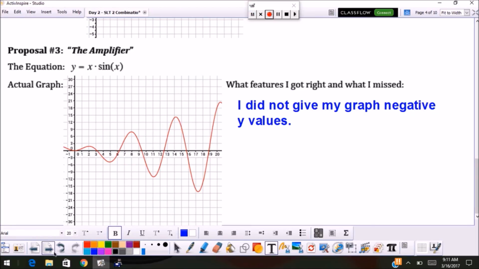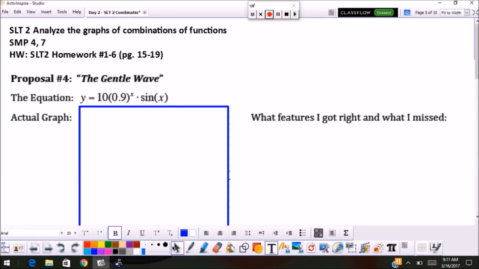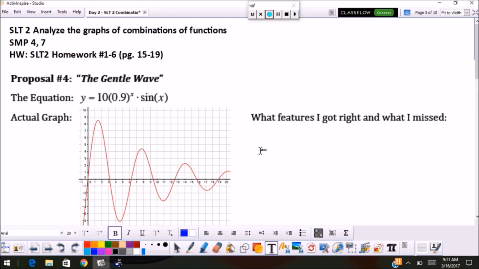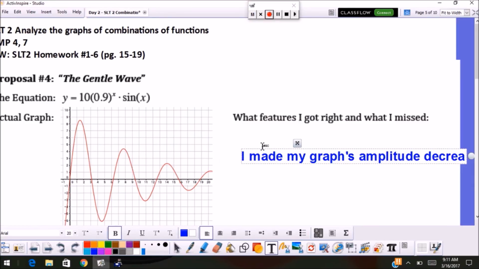Okay, the gentle wave. There's our gentle wave, and it looks pretty good. I brought my wave down a little too quickly. So I'm going to make a little note. I made my graph amplitude decrease too quickly.